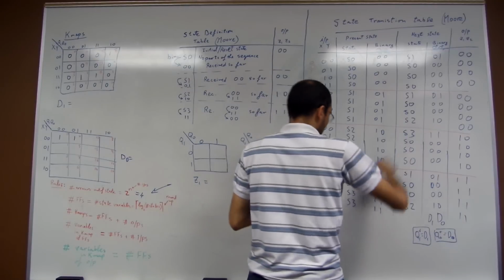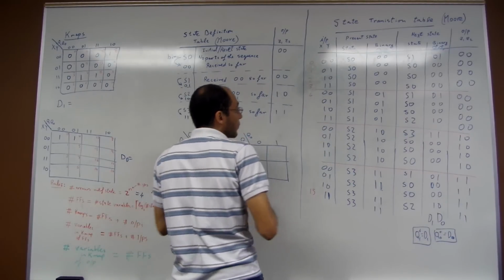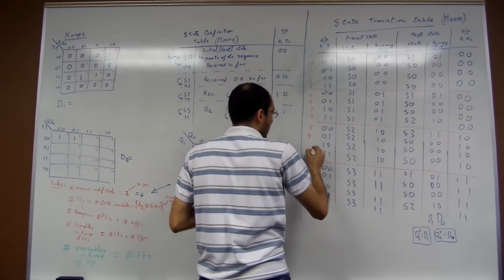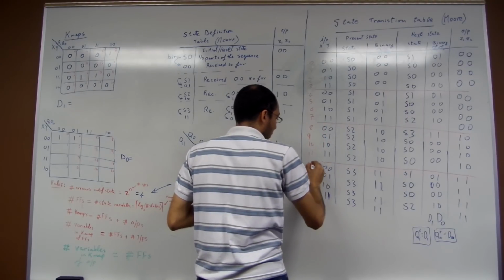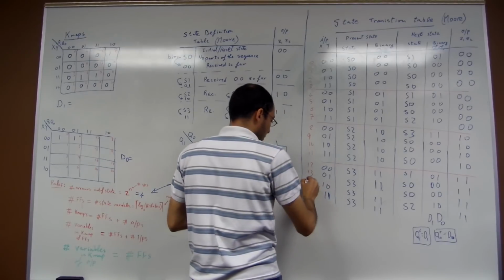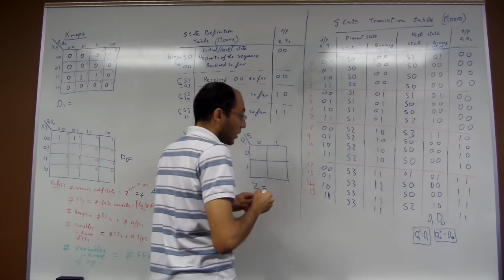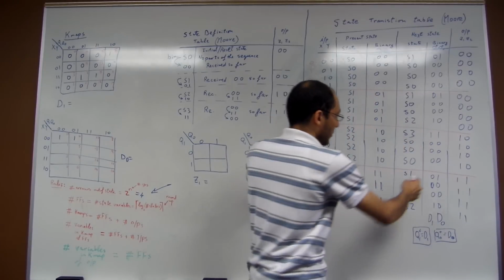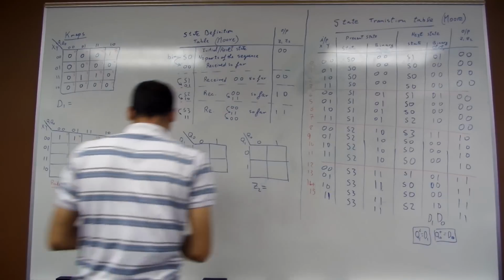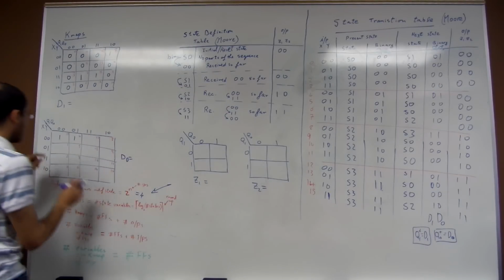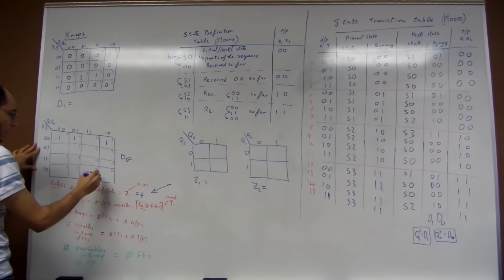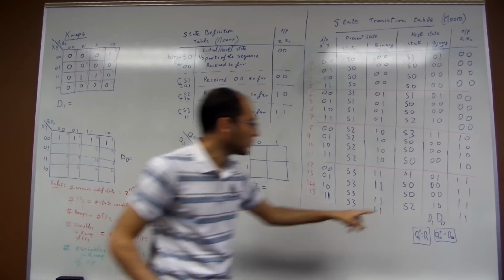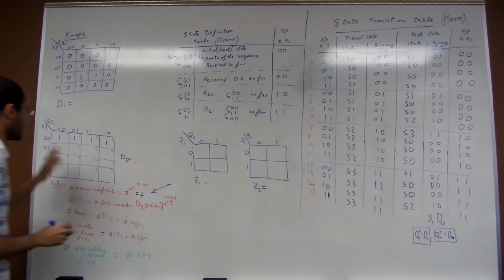Okay, and then 4, 5, 6, 7, 8, 9, 10, 11, 12, 13, 14. One at the 4th position, 1 at 8, and 1 at 12. Where's 12? This is 12. Okay, and that's it. The rest are zeros.